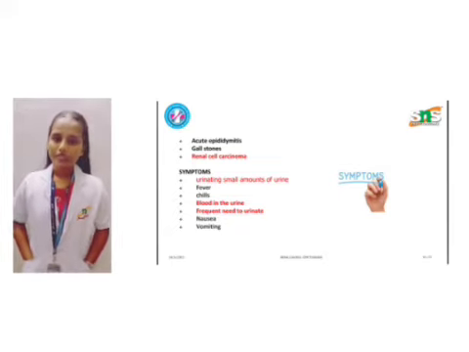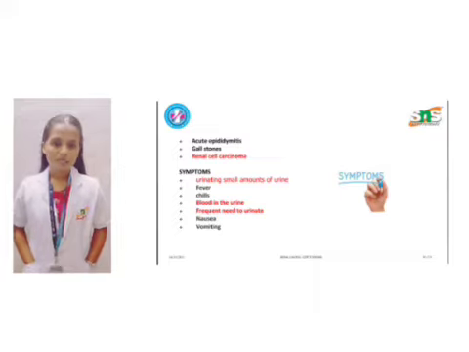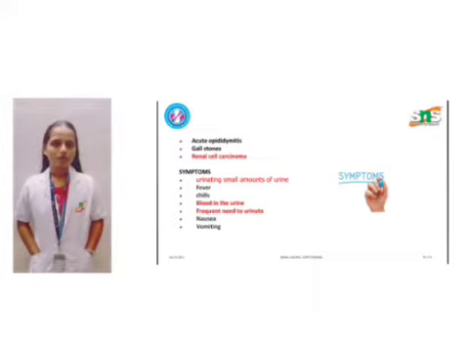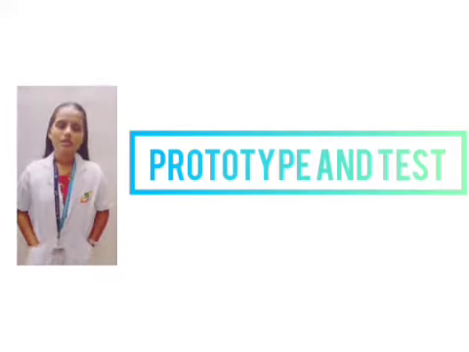Symptoms. Urinary small amount of urine, fever, chilliness, blood in the urine, frequent need to urinate, nausea, vomiting. The upcoming topics come under the prototype and test. Get prototypes and get feedbacks.